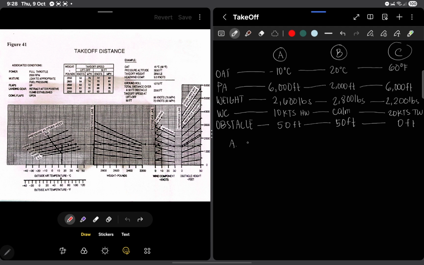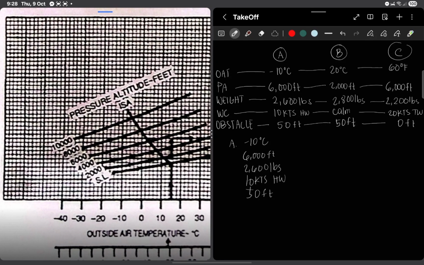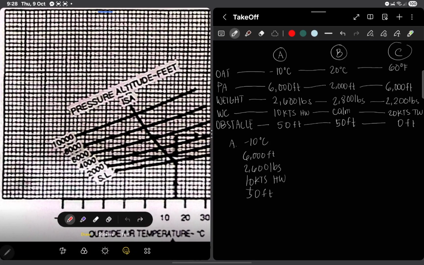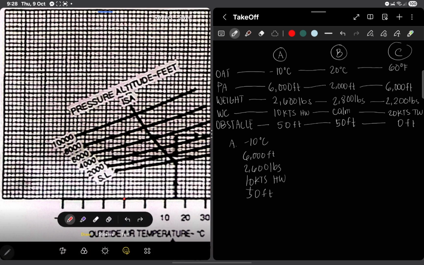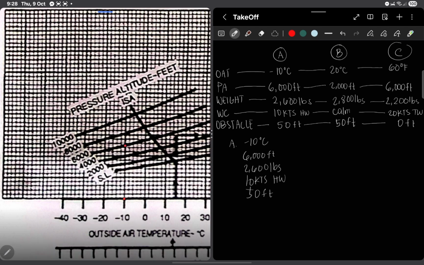Okay, so we have our givens to our right. For letter A, our given is negative 10 degrees Celsius of outside air temperature, 6,000 feet pressure altitude, 2,600 pounds, 10 knots of headwind, and a 50 feet obstacle. So what you're gonna want to do is look at your outside air temperature and your pressure altitude, and find the point at which they intersect. So this is negative 10 degrees, and then you'll want to find 6,000. So this is 6,000 right here, and you're gonna want to find the point at which they intersect.